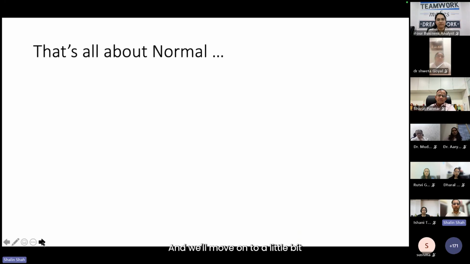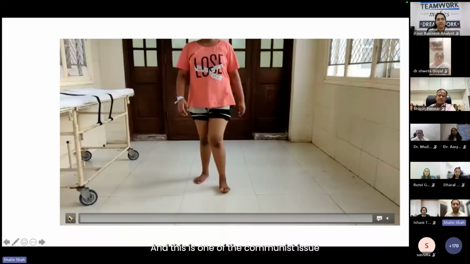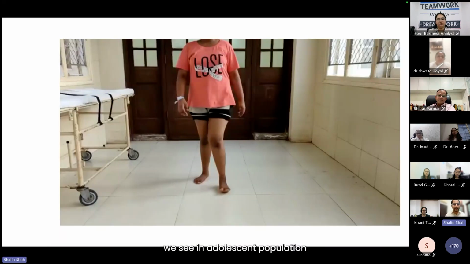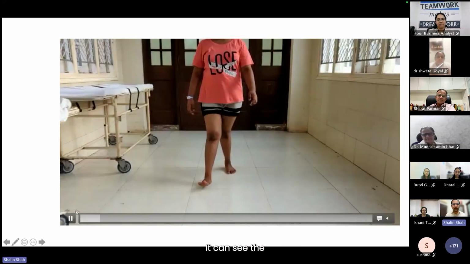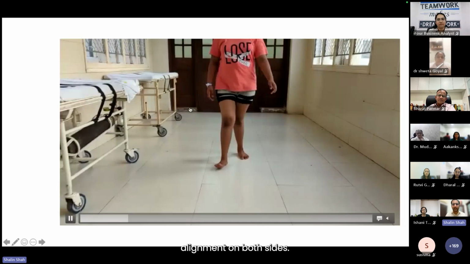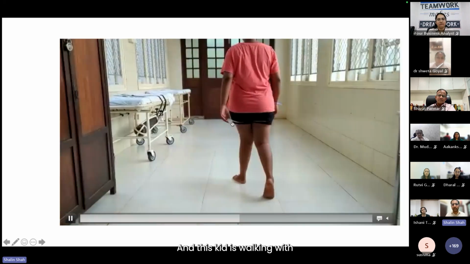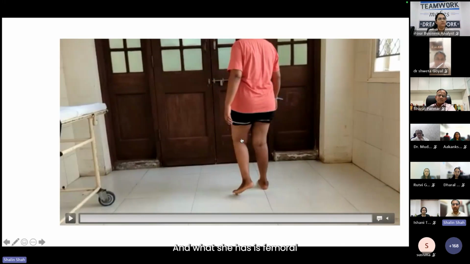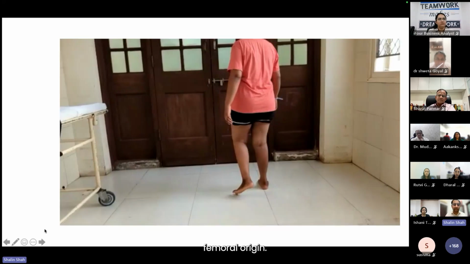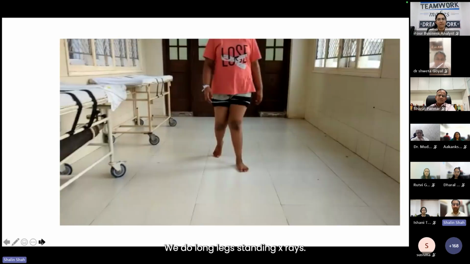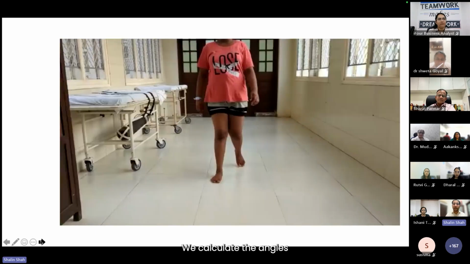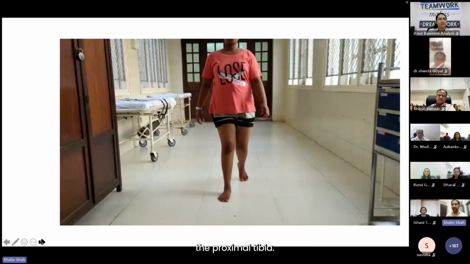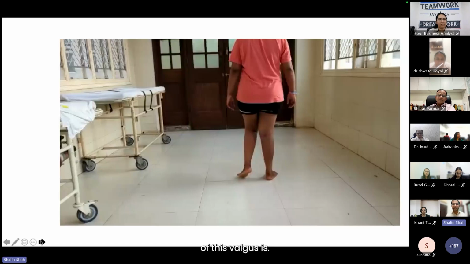And we'll move on to a little bit of abnormalities of the gait. And this is one of the commonest issues we see in the adolescent population, which is knock knee gait. You can see this is genu valgum alignment on both sides, and this kid is walking with the toes pointing straight. She has turned an adolescent now, and what she has is femoral origin genu valgum. So we do x-rays of these kids. We do long leg standing x-rays, scanogram. We calculate the angles at the distal femur, the proximal tibia. We find out where the origin of this valgus is.